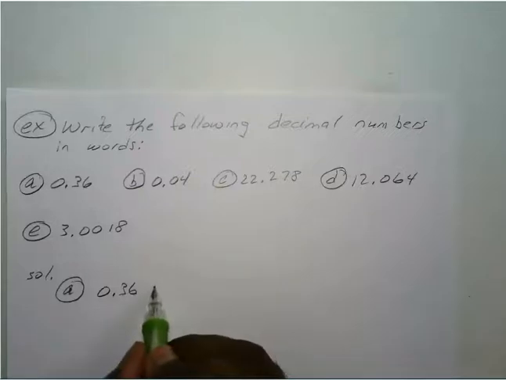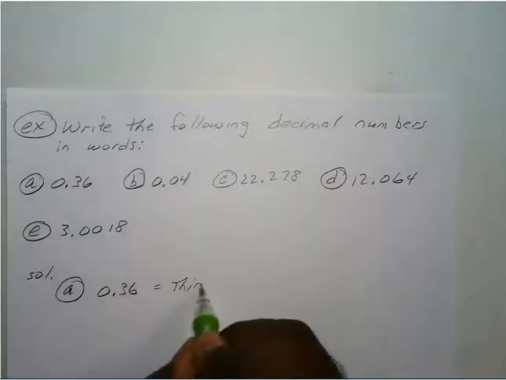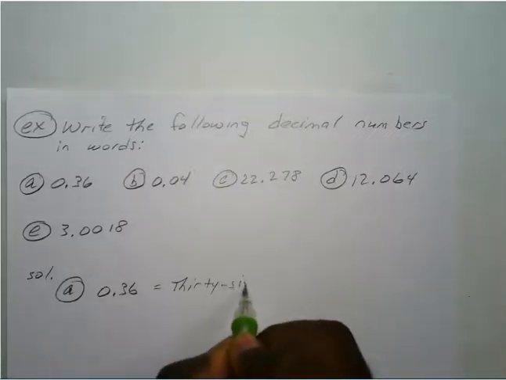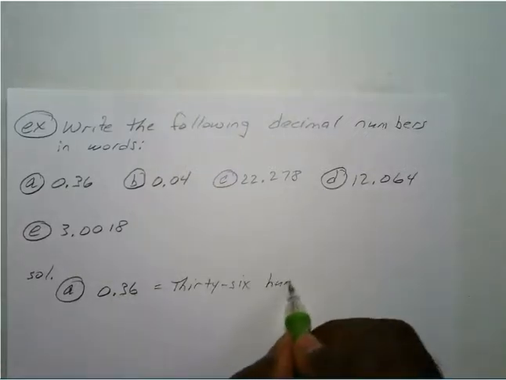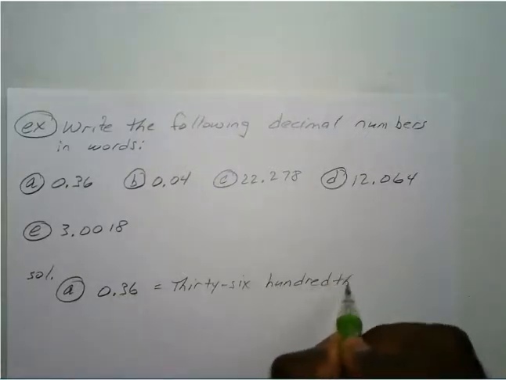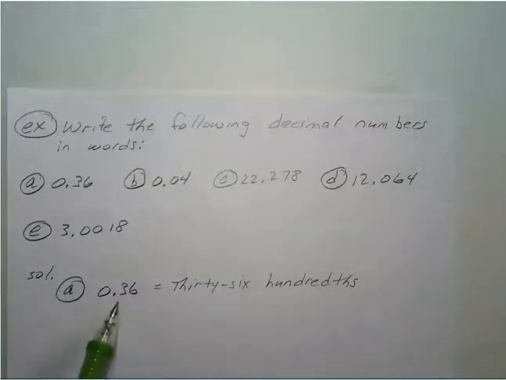So that is going to be 36. Remember your dash when you have a 2-digit number, hundredths. Okay, remember your place values.